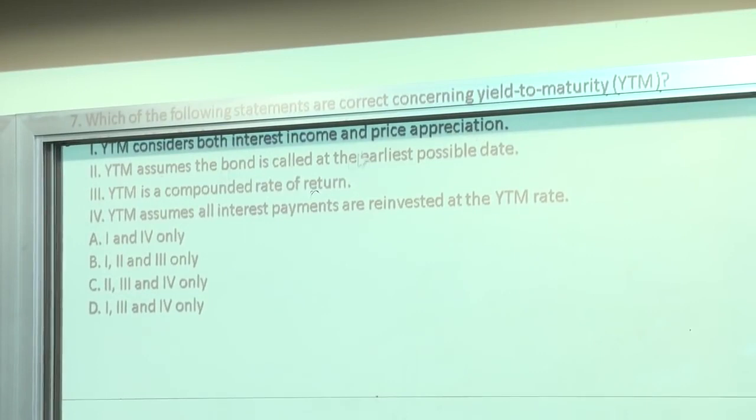And assume the bond is called. There is no consideration of call feature in yield to maturity. It's a compounded rate of return. All interest rate reinvested. That's correct. All interest rate repayments are reinvested at the YTM rate.